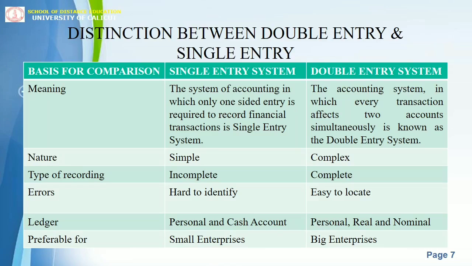Looking at the difference between single entry system and double entry system, we are clear that in the single entry system of accounting the record of transactions is made on only one side, whereas in double entry system, both the effects of the accounts are simultaneously shown. Moreover, talking about the nature of the system, single entry system is simple, whereas double entry system is much more complex as both the effects have to be reflected. And as for the type of recording, as only one side is shown in single entry system, it is an incomplete entry system, whereas both the effects are shown in double entry system, and therefore it is a complete recording of the transaction.